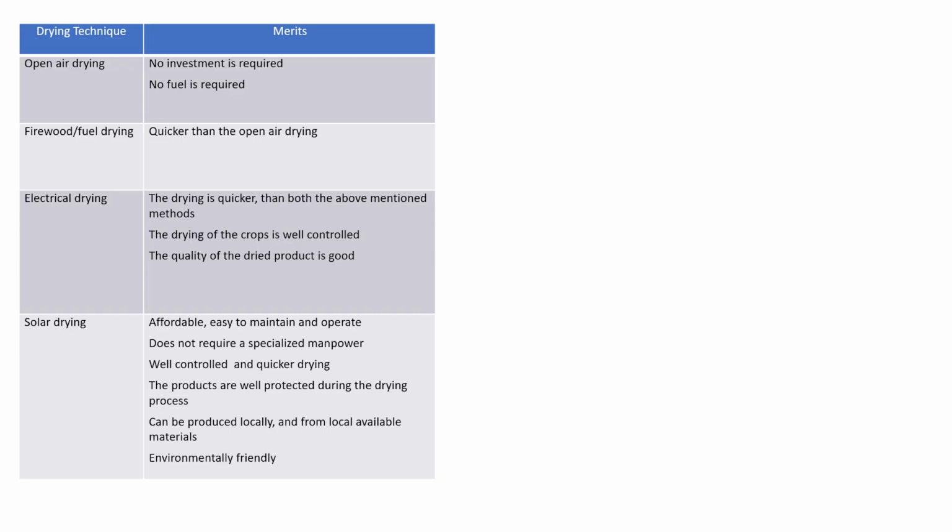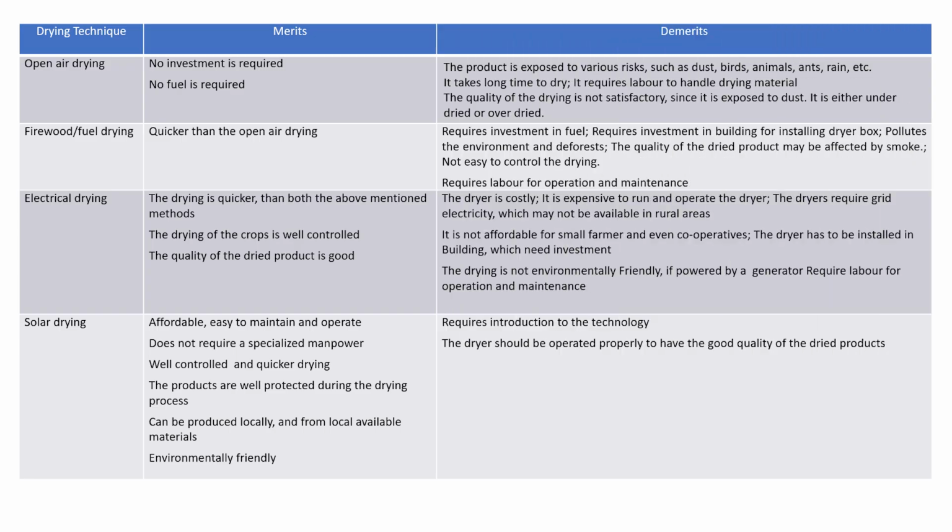The products are well protected during the drying process, can be produced locally and from locally available materials. And the most important thing is that solar drying is environmentally friendly, because we use a green source, the sun, as the energy source to heat up the air, and hence it's very environmentally friendly. But with all these merits, some demerits are also associated with solar drying.